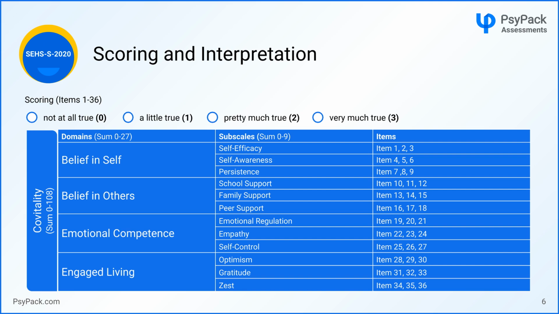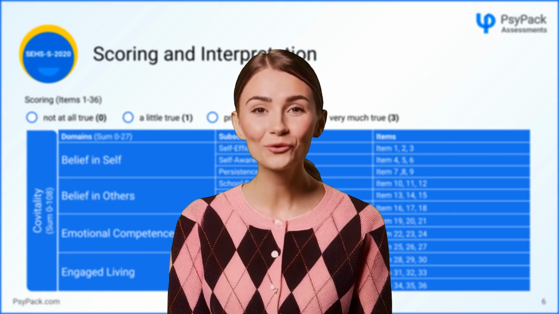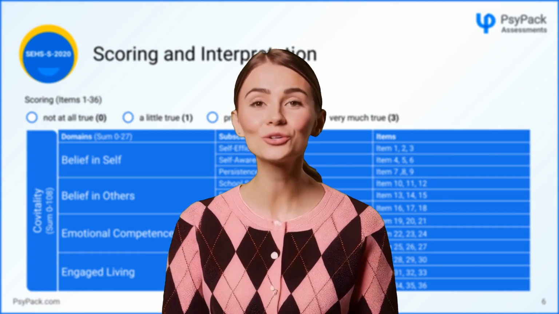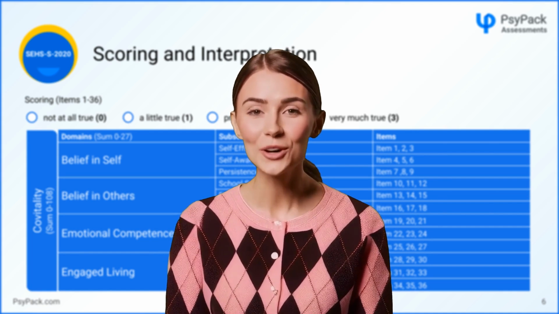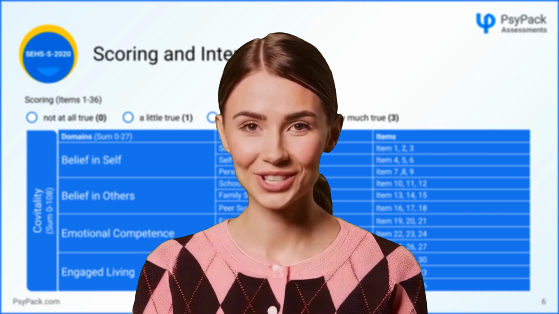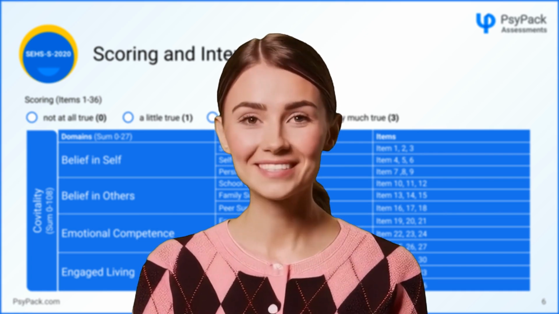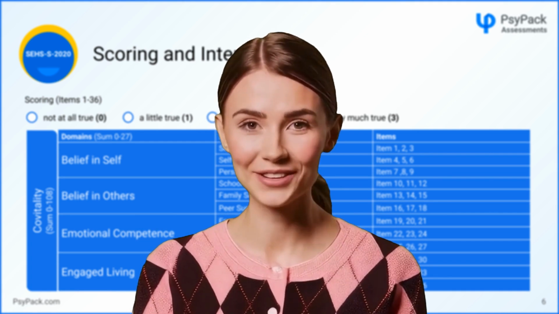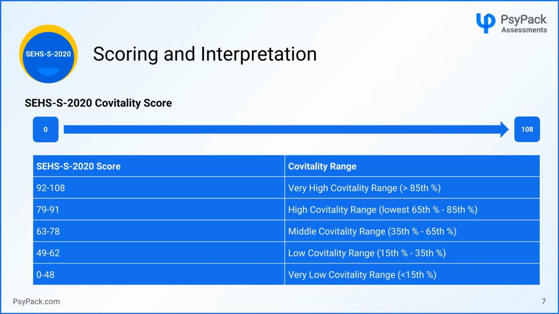from 0 to 9. These 12 subscales then combine into 4 larger domains: belief in self, belief in others, emotional competence, and engaged living. Each domain score is the sum of its 3 subscales with a possible range of 0 to 27. Finally, all 4 domain scores are added together to produce the total co-vitality score, which can range from 0 to 108. This hierarchical structure allows for a nuanced view, from specific skills to a broad measure of positive mental health.